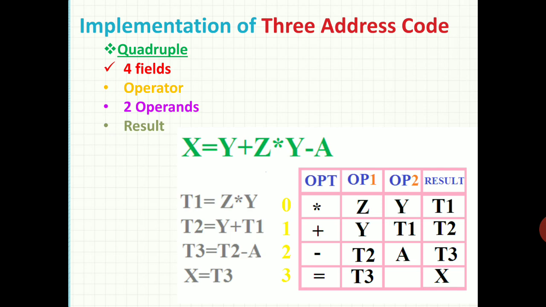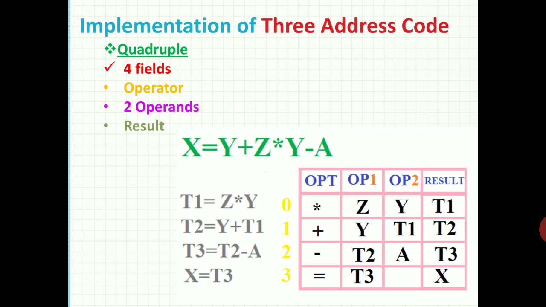Our expression is given here, that is x equal to y plus z star y minus a. The three address code corresponding to the expression is t1 equal to z star y, t2 equal to y plus t1, then t3 equal to t2 minus a, and x equal to t3. Here we construct a representation, that is, we create a data structure for storing it, like a table. The result field is used to store the result of the intermediate representations.